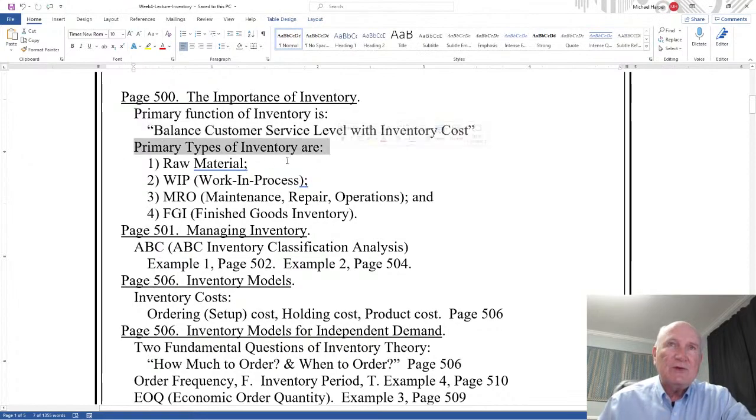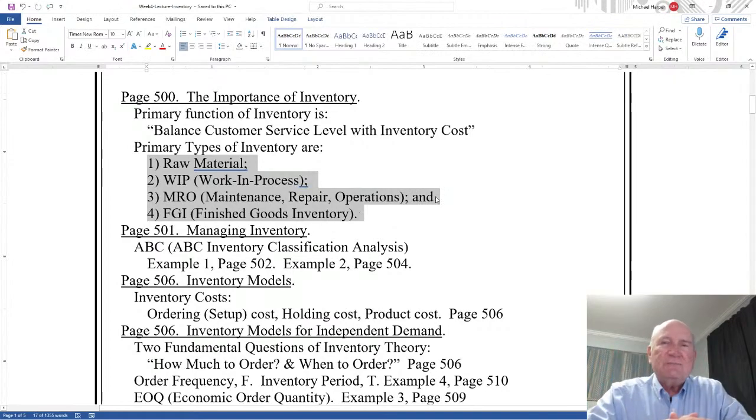Primary types of inventory are raw material, WIP inventory, which is work in process, MRO, which is maintenance, repair, and operations, and FGI, or finished goods inventory. So if you can visualize making tables and chairs, for example, well, the raw material would be the wood that's going to be used in making tables and chairs. The finished goods inventory is the tables and chairs. That's finished goods ready to satisfy your demand.